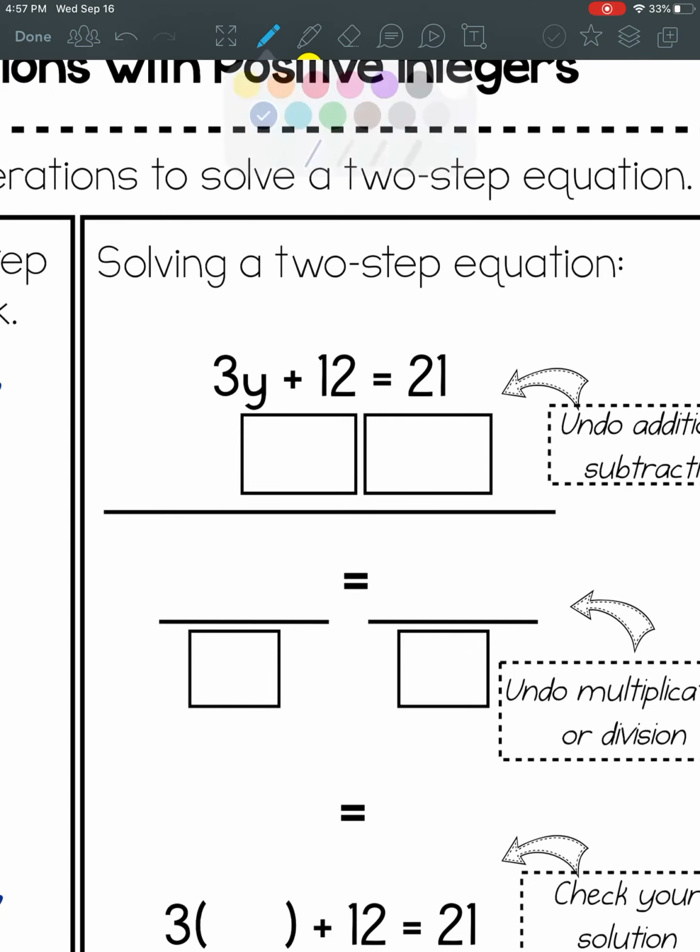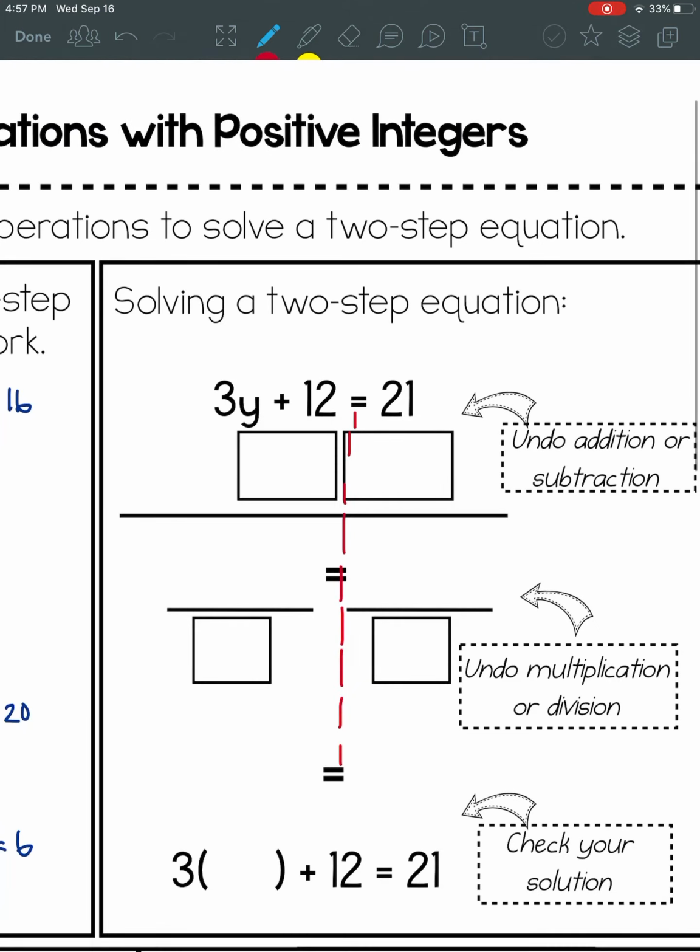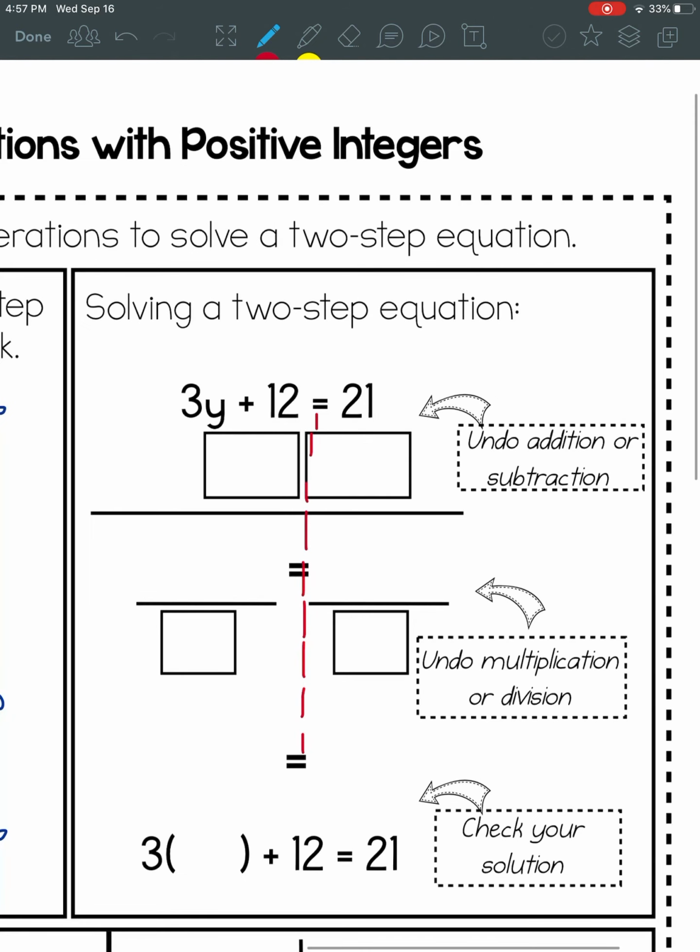Okay, now we have a two-step equation. So look at the original equation here. 3y plus 12 equals 21. If you like using that line where your equal sign is, so whatever you do to one side, you have to do the other. So that's why there are boxes on both sides to help guide through this problem.